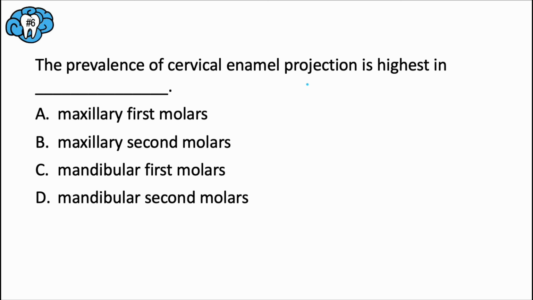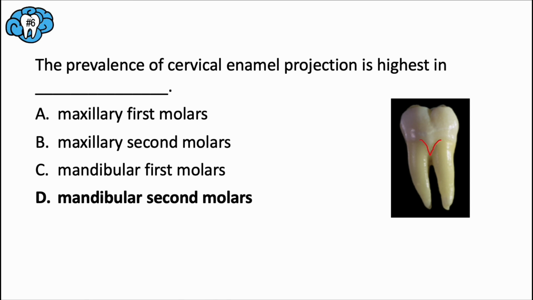And it turns out this anomaly is most likely to appear in the mandibular second molars. This is just one of those high-yield facts that you need to remember. So the answer to this question is D. And this is a picture from the video on mandibular second molars showing you the dipping down of enamel into the furcation area, which is otherwise known as a cervical enamel projection.